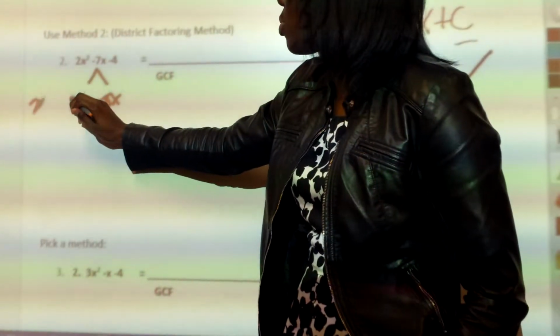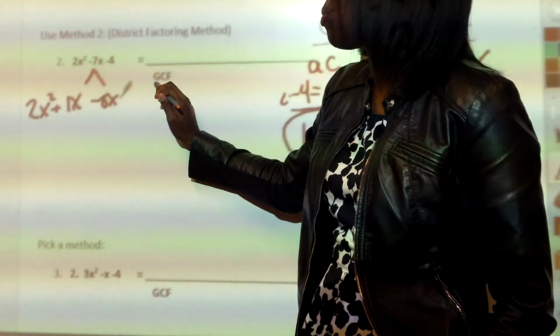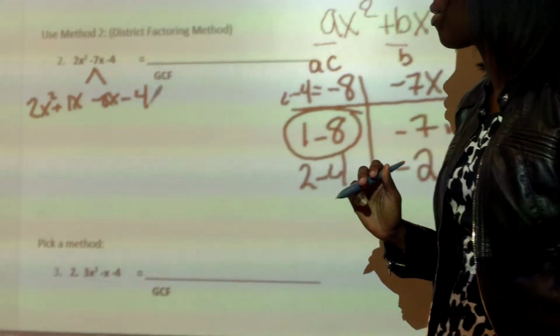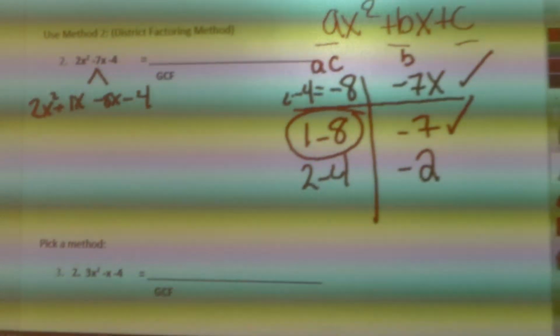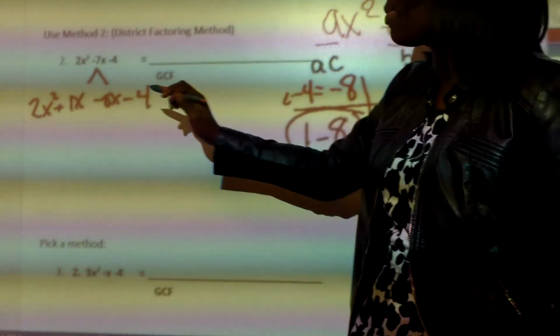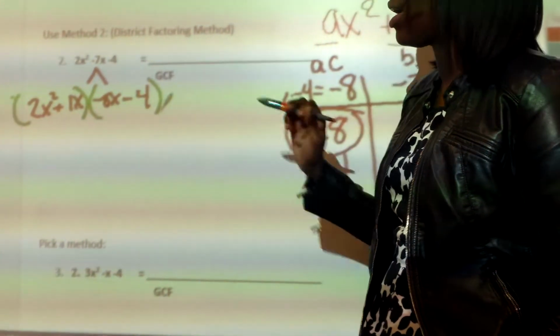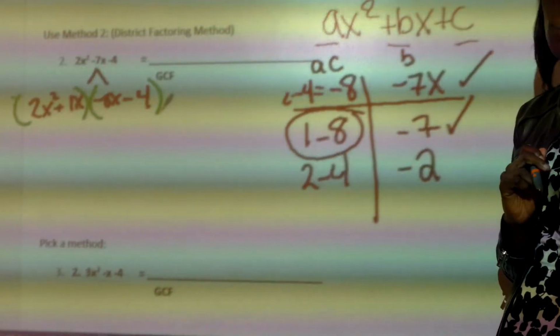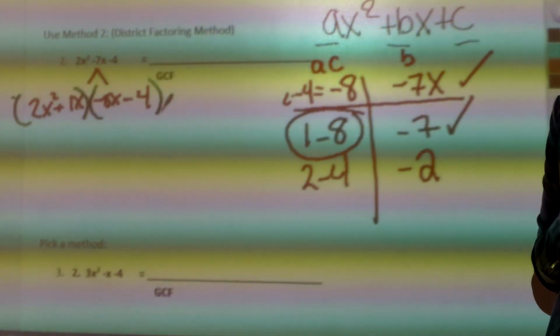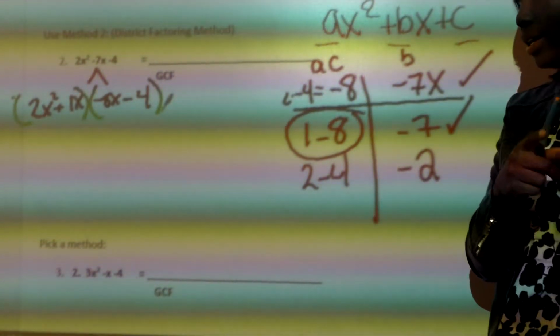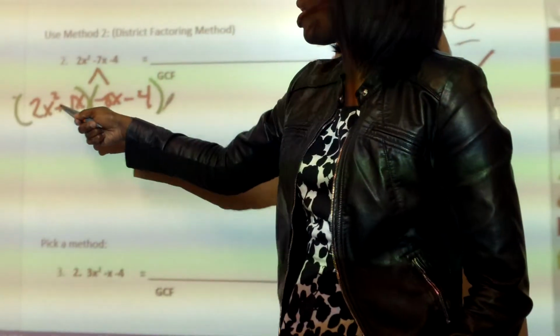Drop everything else down. So we bring down the 2x squared and we bring down the negative 4. Then remember the next step after that was to put parentheses around the first 2 terms and the last 2 terms. Then what's the next step after that? Extract the common. Yes, pull out the GCF. What do they have in common?